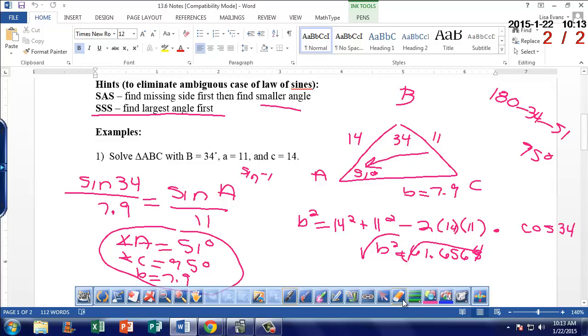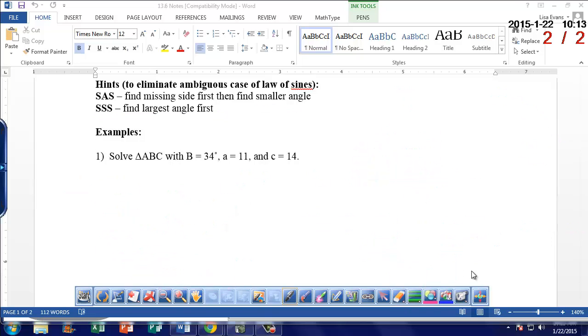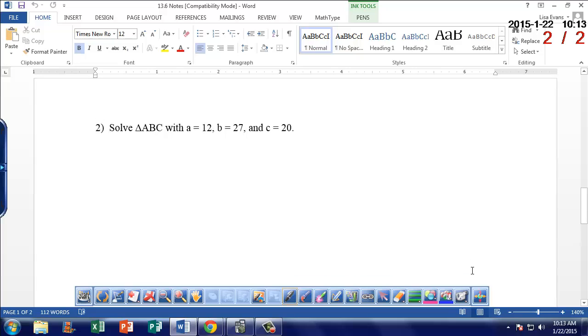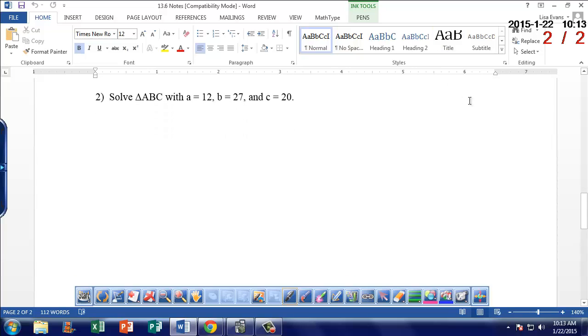Okay, now I want to give you an example of the side-side-side case where we need to find the largest angle first. This is going to be a little bit different because we're missing an angle, so the math is very tricky. You need to pay attention to how we punch that in on our calculator. Let me go ahead and set up this problem for you. So we have triangle ABC. We know all the sides. Side A is 12, side B is 27, and side C is 20.